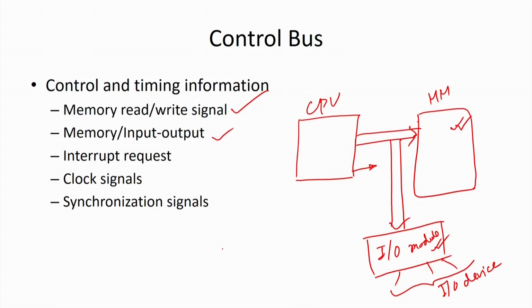So, I am going to say memory or I/O bar. In that case, if this signal is high, then we say that it is a memory address, and if this signal is 0, then we say that this is an I/O address. So, with the help of this control signal, we can identify whether we are going to access a memory or an I/O. Another signal is the interrupt request, because again it is related to the I/O.